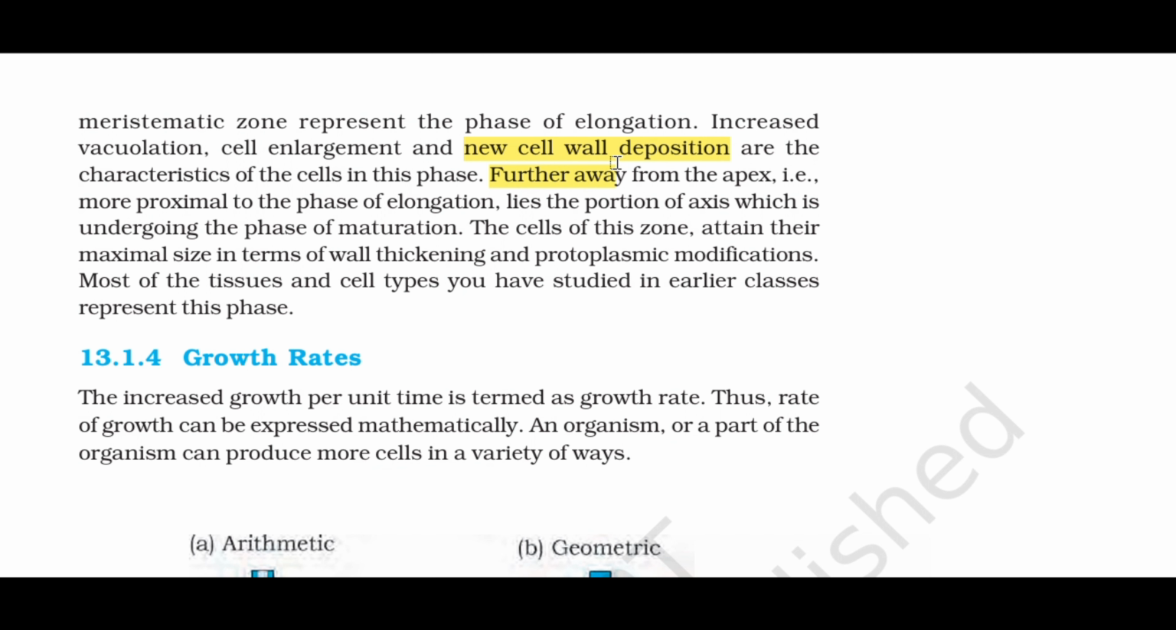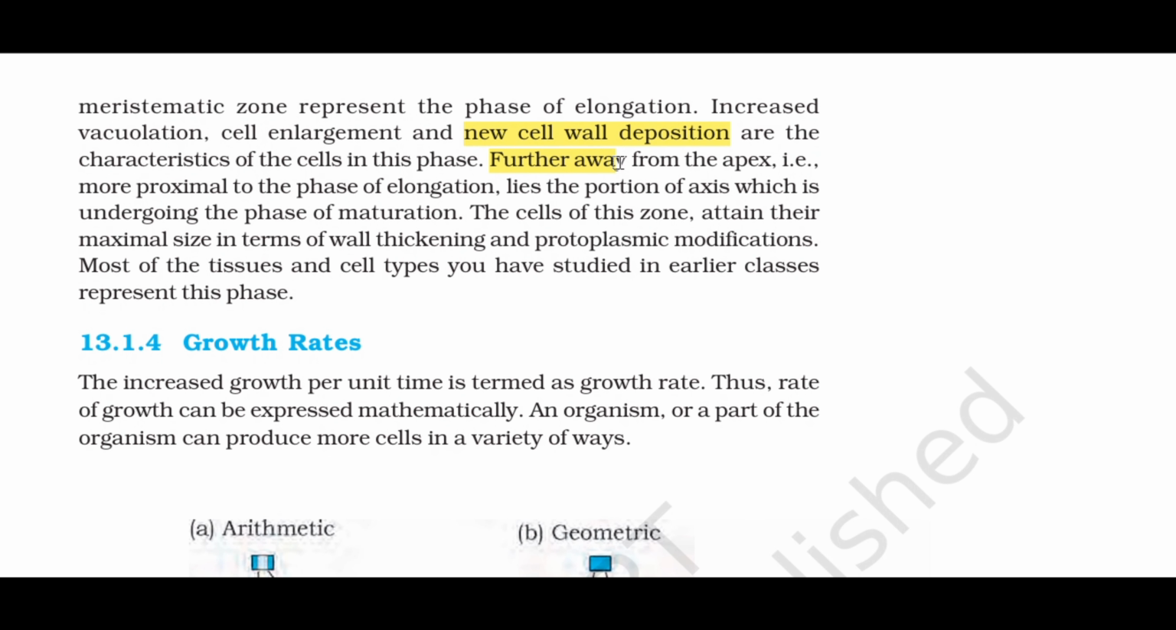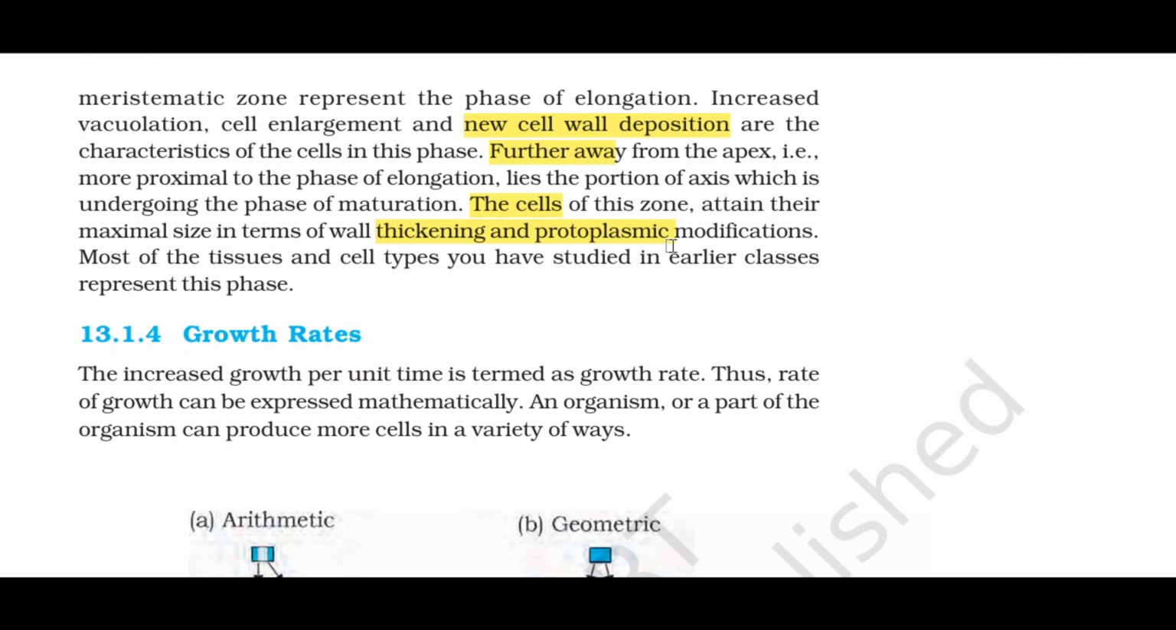Further away from the apex, i.e., more proximal to the phase of elongation, lies the portion of the axis which is undergoing the phase of maturation. The cells of this zone attain their maximal size in terms of wall thickening and protoplasmic modifications. Most of the tissues and cell types you have studied in earlier classes represent this phase.